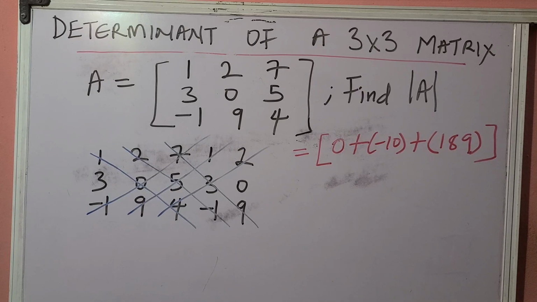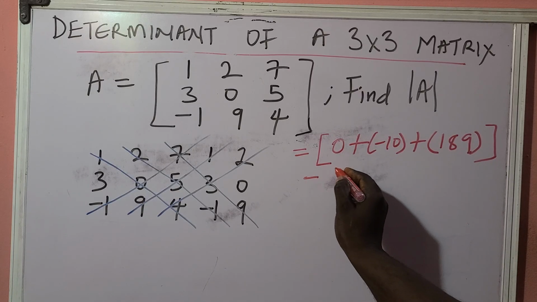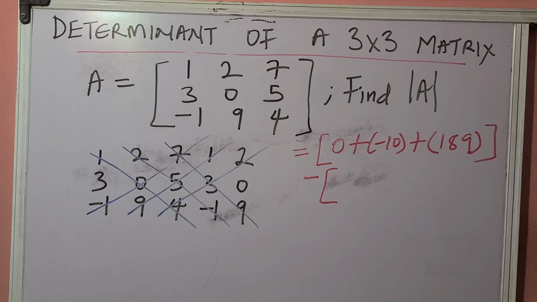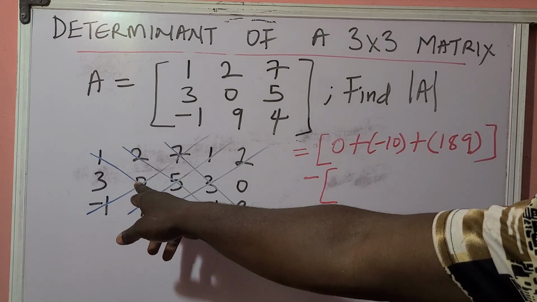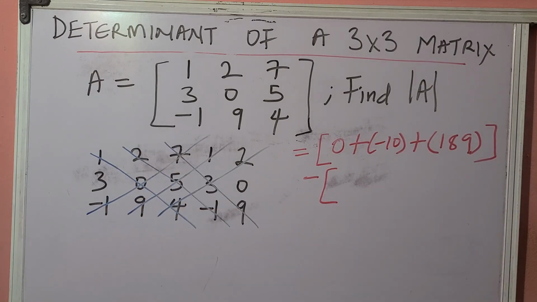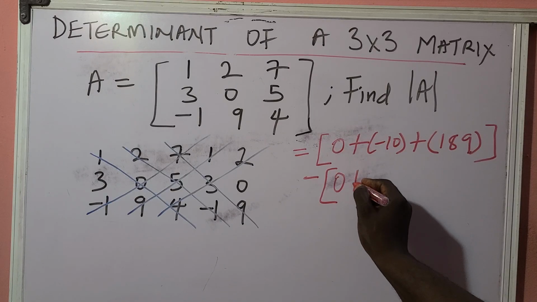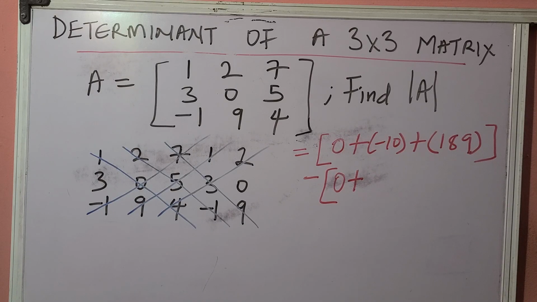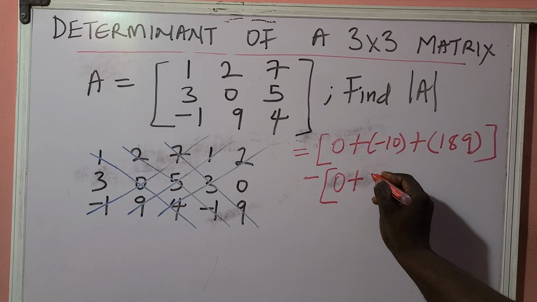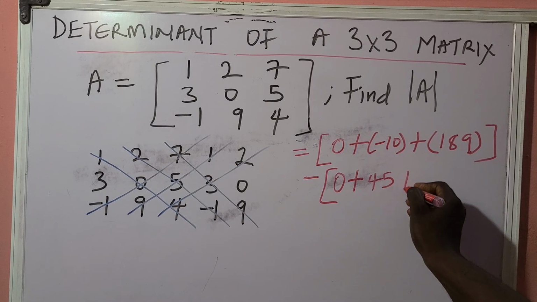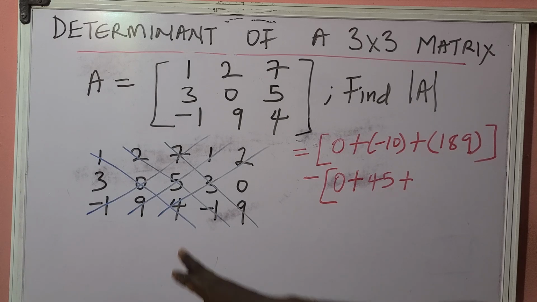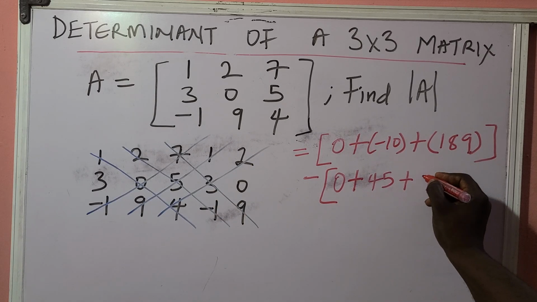So you subtract the other diagonals from it. Now you have minus 1 times 0 times 7. That will be 0. Anything multiplied by 0 will always give you 0, plus 9 times 5 times 1. That will be 45. Then plus 4 times 3 times 2. That's 12 times 2, 24.